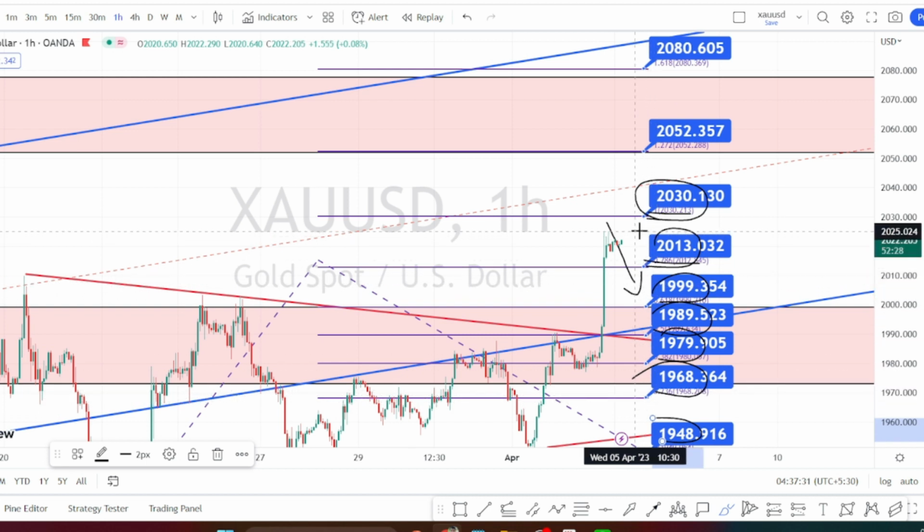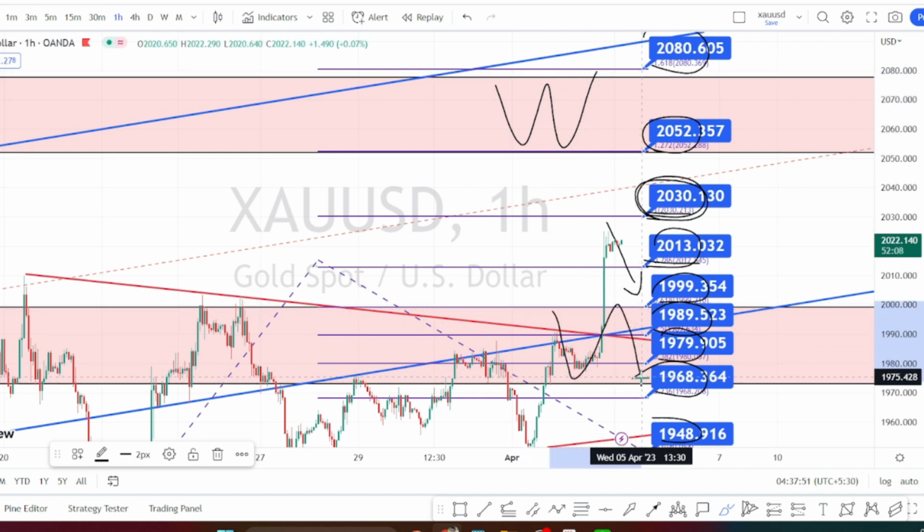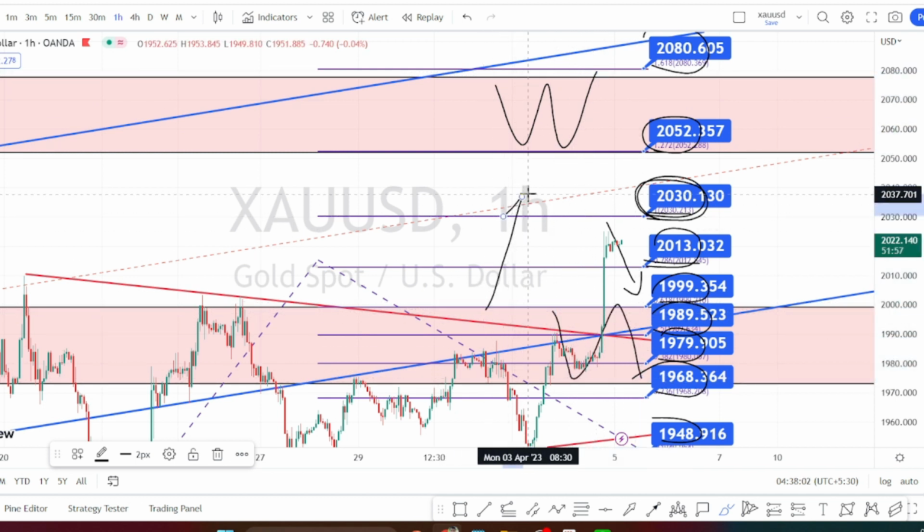And on the bullish side, if the price action breaks this resistance level of 2030, next level of resistance is going to be around 2052 and 2080. And again the current price action is trading between the very strong resistance zone and a very strong support zone, and it is in a bullish trend for now.